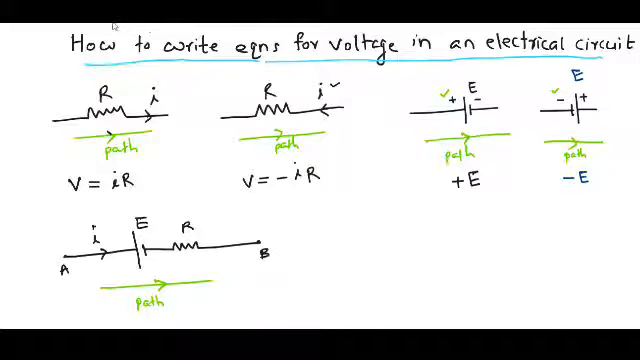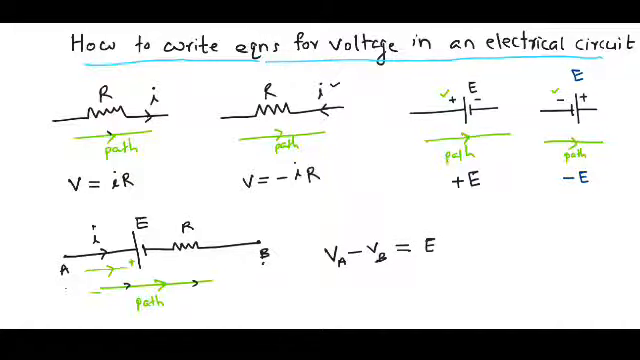Then the potential difference between these two endpoints can be written as VA minus VB, because we are going from left to right, that is from A to B. The potential difference between these two points is equal to, while going along this path, the direction of the path, we first see the positive terminal of the battery. Therefore, we have to write plus E.